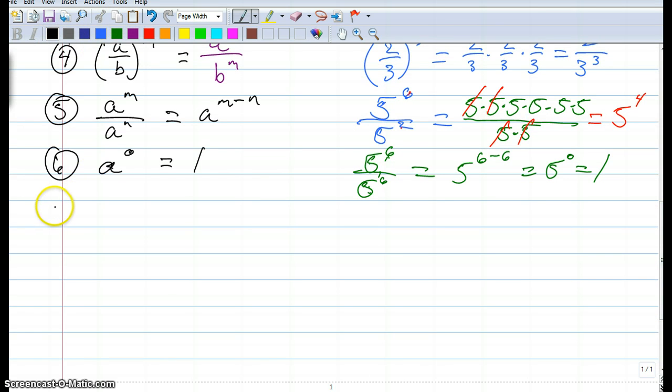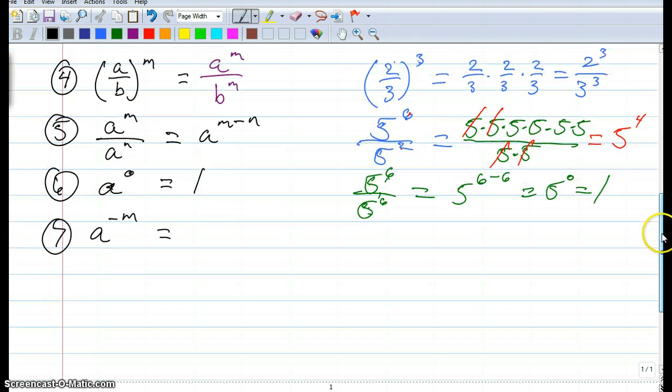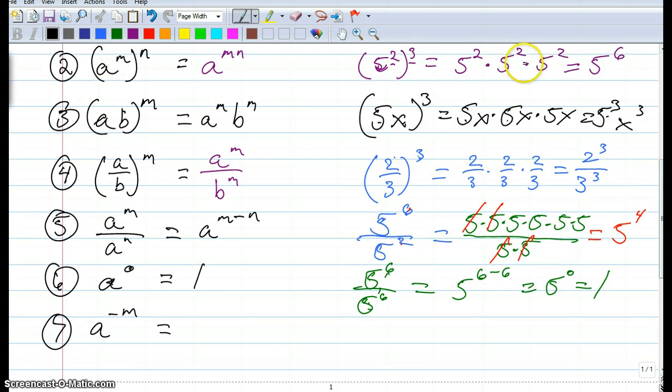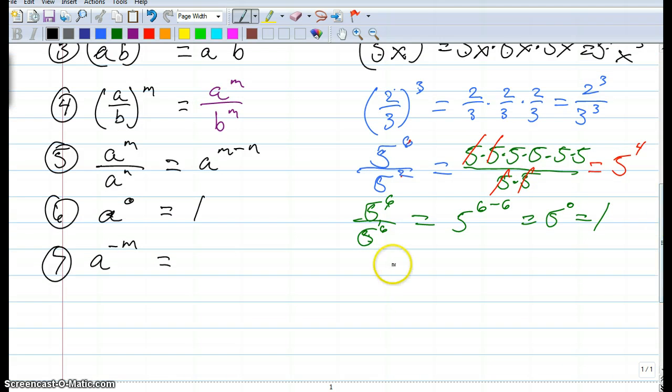And that brings us to our last rule. The 7th rule is a to the negative m equals, now, back here we talked about a bunch of positive exponents, just positive numbers. We talked about 6 divided by 2, that got us 5 to the 6 divided by 5 squared. We did 6 minus 2 and we got 5 to the 4th. But what if that's flipped? What if I have 5 squared over 5 to the 6th?